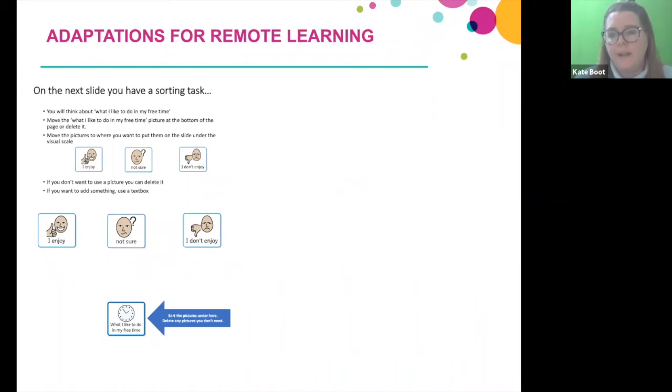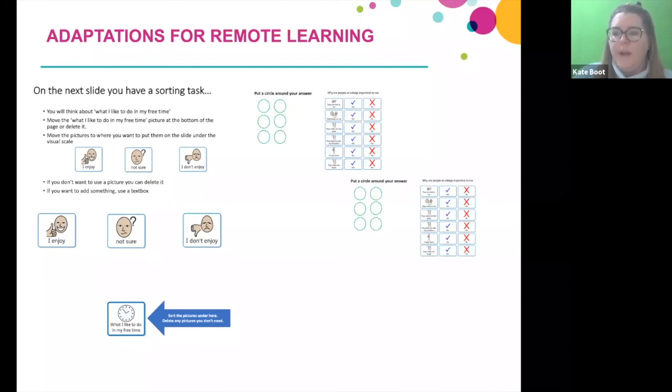So on the screen at the minute, there is a sorting task, which is very similar to a talking mat. They've got an explanation in one slide, which is the top bit of that photo, that explains to them what they need to do. And then on the next slide, they've got the pictures that they can sort under those options of I enjoy, not sure, or I don't enjoy. And again, we can tweak this to the student. So if I feel like they could only cope with two visual options, like I enjoy and I don't enjoy, then I can remove the not sure option. So it can still be centered to their individual communication needs.